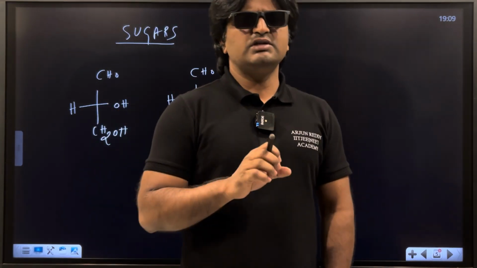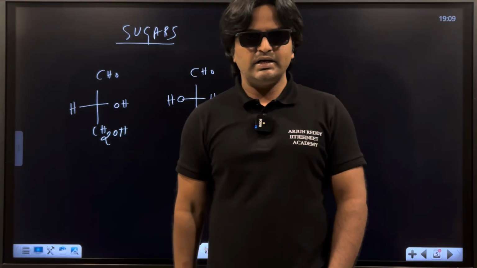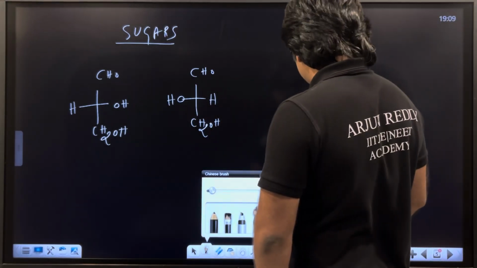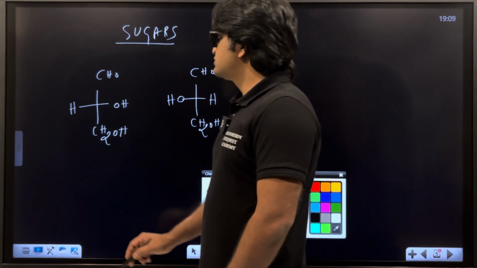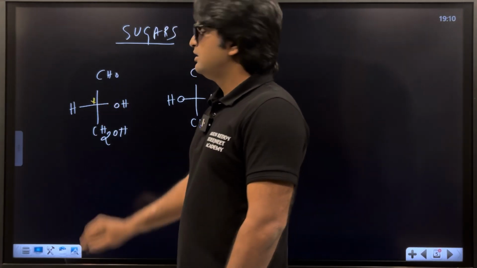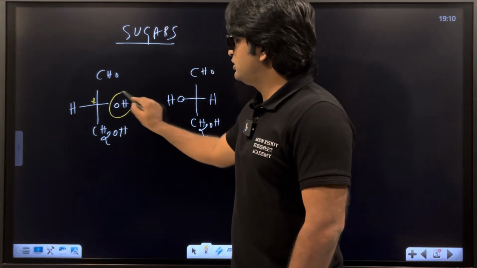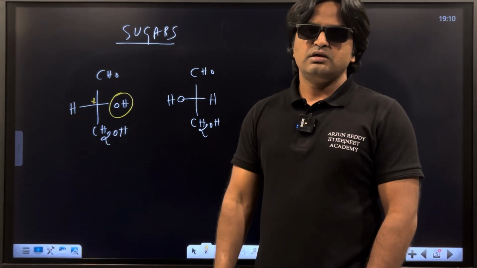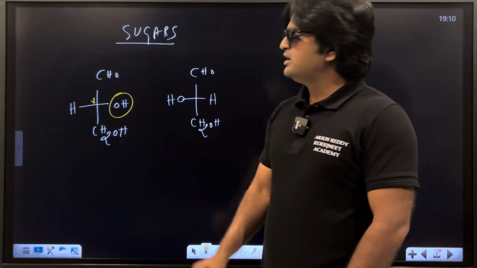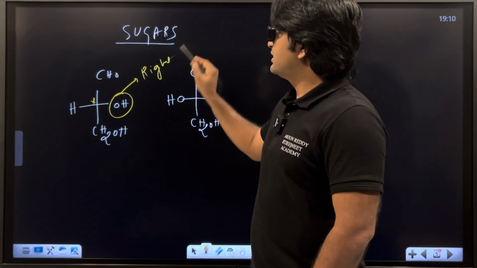Very simple to give relative configuration in terms of D configuration and L configuration. First of all, in case of sugars, just look at the bottommost carbon atom. Here this is our bottommost carbon atom, right? At the bottommost carbon atom, in case of sugars, we are looking towards the OH. How is that OH connected, right side or left side? This OH is connected right side.